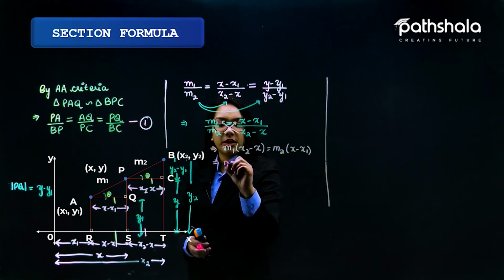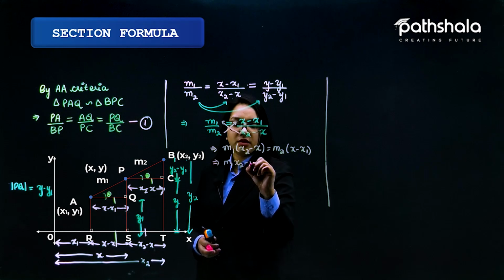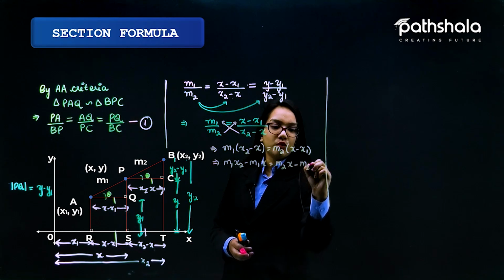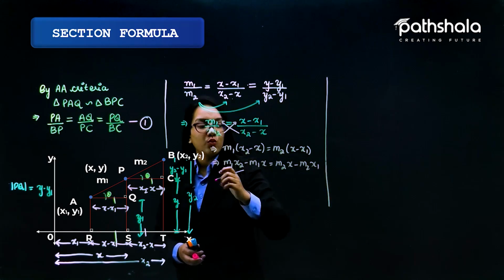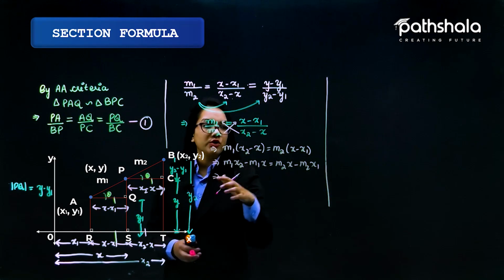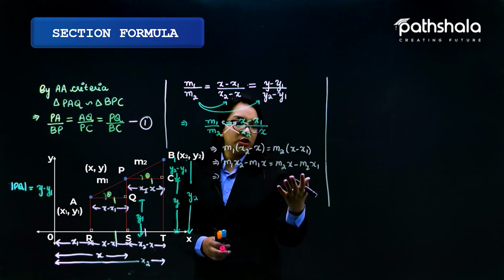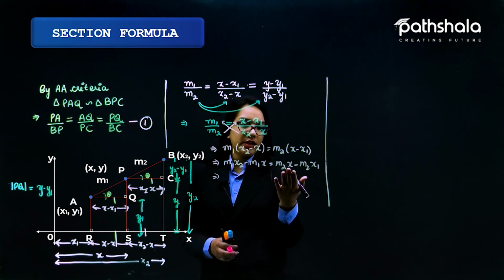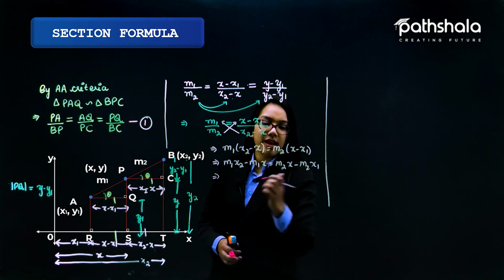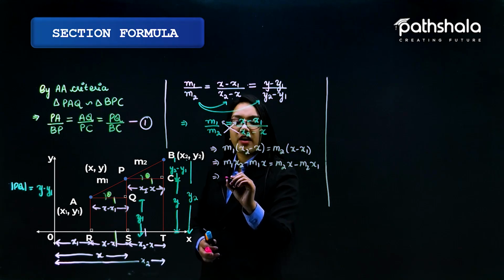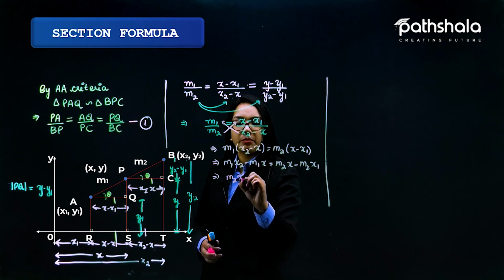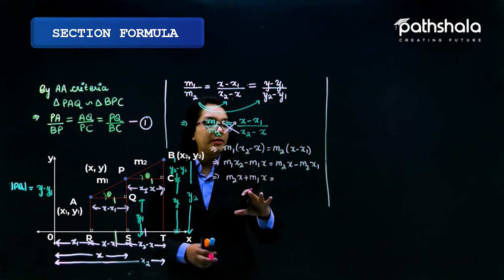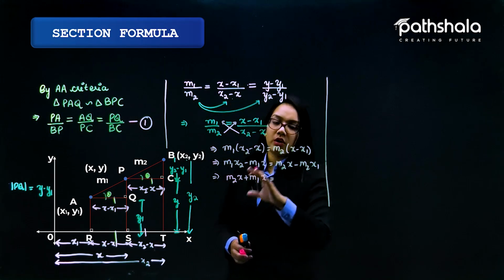So let us suppose I'm multiplying it as m1(x2 - x) = m2(x - x1). Let's just take x towards one side and all the other values towards the other. So this would be of the form, let's just take m on one side. So it can be written as, let us suppose we have m2x plus m1x. I'm taking x on one side and the other values on the other side.